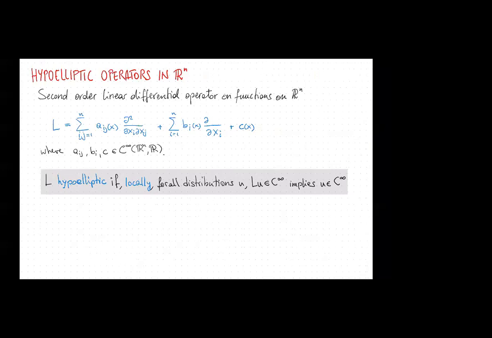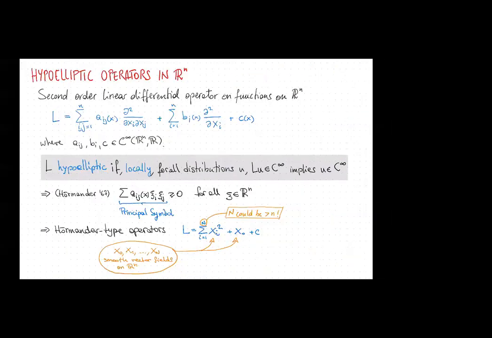Let's start again from R^n, and let's define an operator. Let's take a generic second order linear differential operator with smooth coefficients. This is just in R^n. We have a second order component, a first order component, and some potential. This is called hypoelliptic if, locally, for all distributions, Lu being smooth implies that the solution u is smooth itself. The weak solution is smooth. So it's a generalization of elliptic regularity.